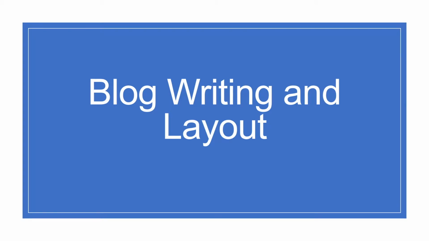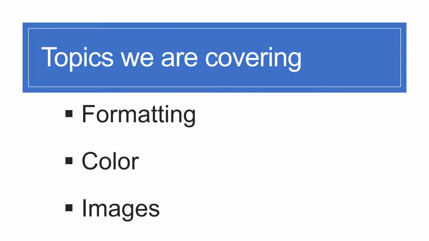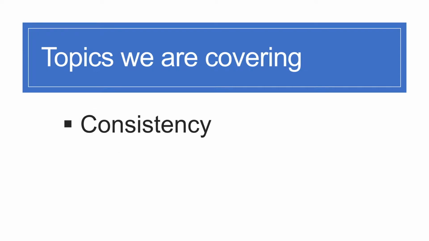In this video, I'm going to talk about blog writing and layout. Some of the topics I'm going to cover are number 1, content, number 2, your bio or about us, number 3, social media buttons, number 4, formatting, number 5, color, number 6, images, and number 7, consistency. Now, let's get started with content.